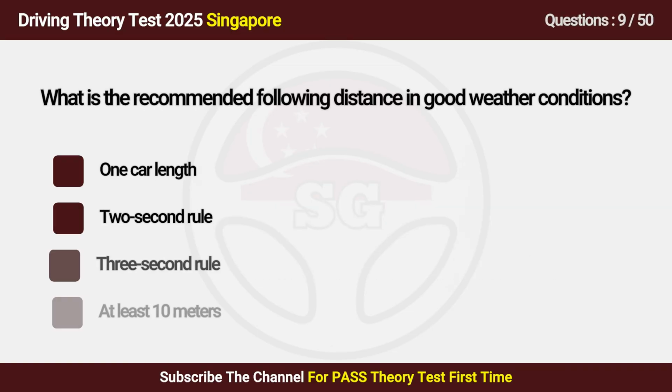Question 9. What is the recommended following distance in good weather conditions? A. 1 car length. B. The two-second rule. C. The five-second rule. D. At least 10 meters.